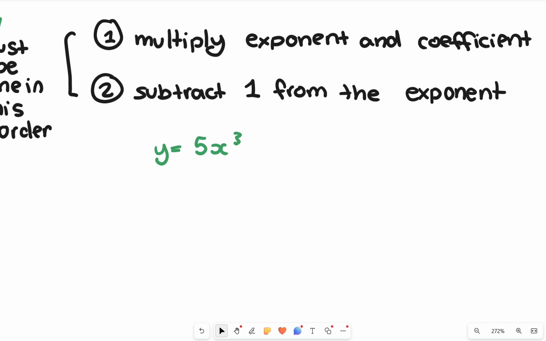The first thing I've written, multiply the exponent and the coefficient. So we're going to do 5 times 3. The way I like to think about it is that the 3 jumps down on top of the 5, multiplies it, and then you put this multiplied value as your coefficient. So you'll have 15, the x remains as it is, and then we subtract 1 from the exponent. So 3 minus 1 is 2. And this here is our differentiated function. Like I said above, it's extremely important that you write dy over dx to identify your differentiated function. And that would be your answer.